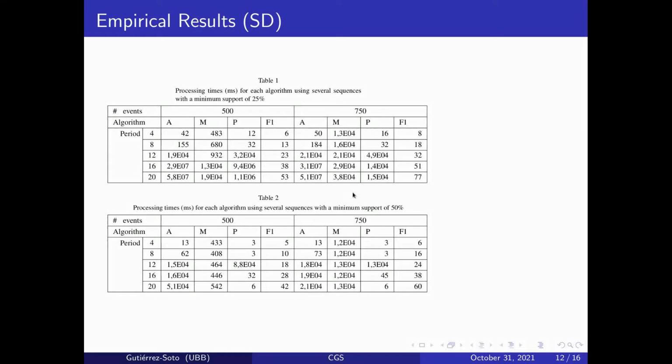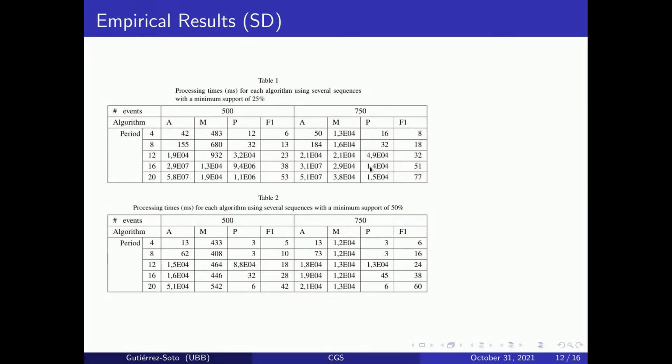In the empirical result, we use two databases. The first database was a synthetic database with the purpose to check that the algorithms were sound. That means every algorithm finds the planted patterns. That was the main idea. We vary the number of periods. If you see, we have the length of the sequence 500 and 750. A is Apriori, M is Maximum Pattern, P means PPA, and F1 is minus F1.